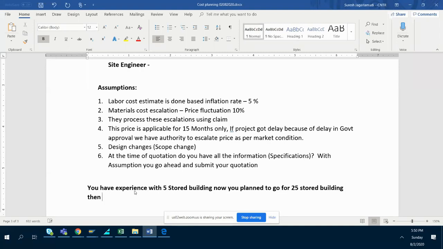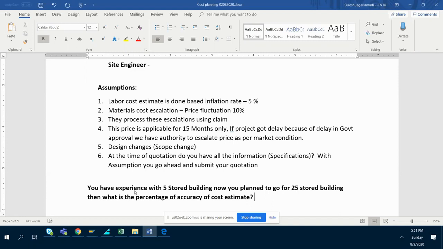Then what is the percentage of accuracy of the cost estimate? Now tell me. You already have experience with a 5-story building. Now you are going for a 25-story building. What is your cost estimate going to be? Definitely the cost of everything will go up about 5 times in most cases, and again it's a new experience actually.